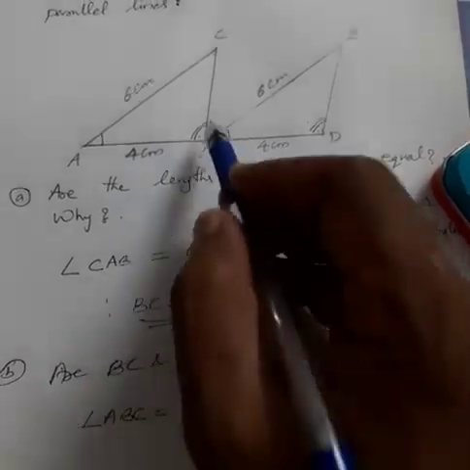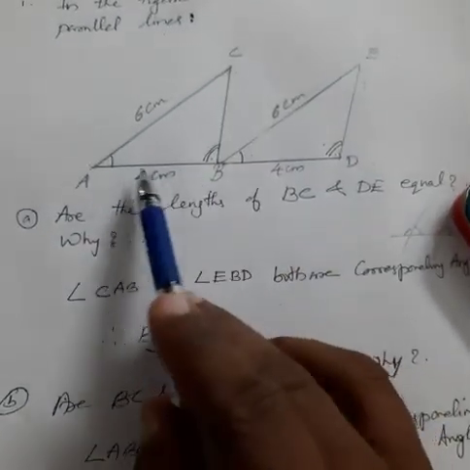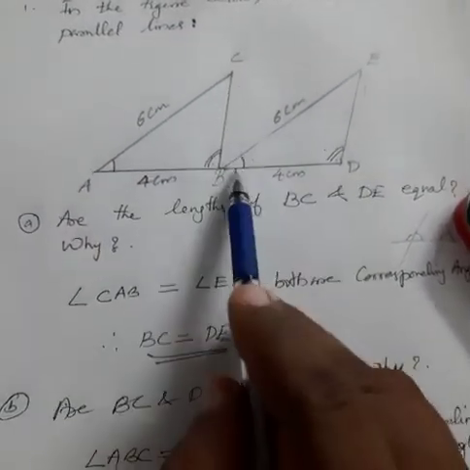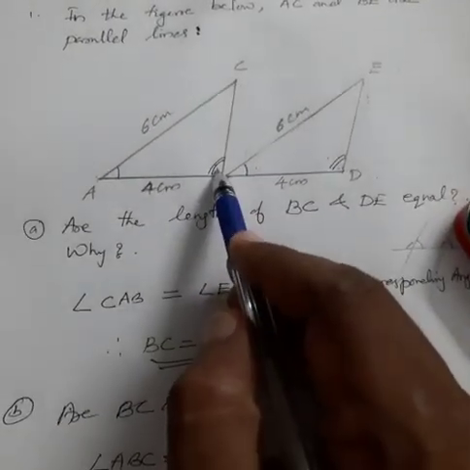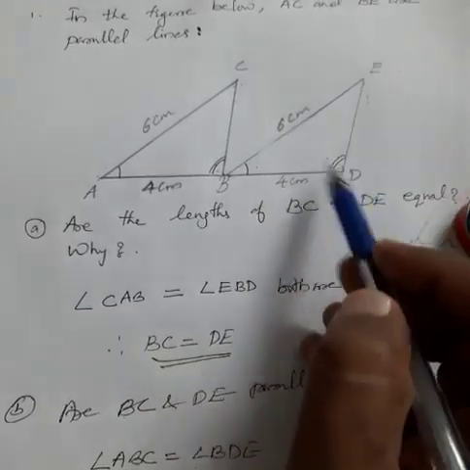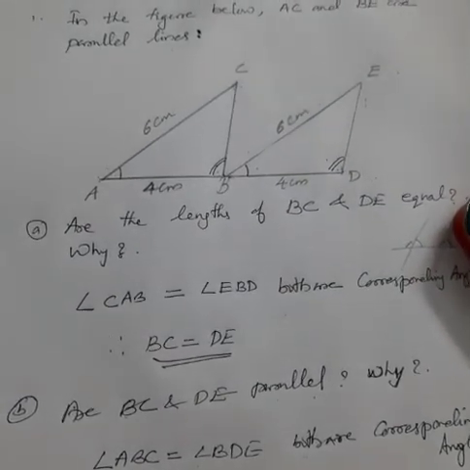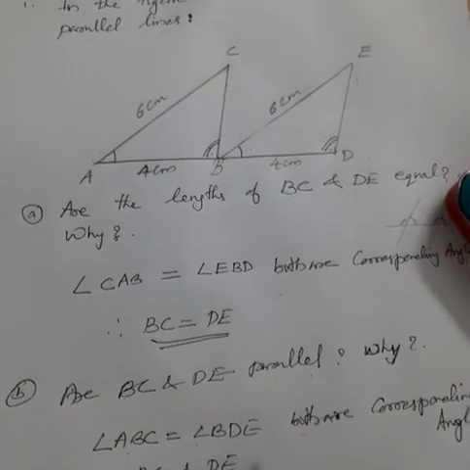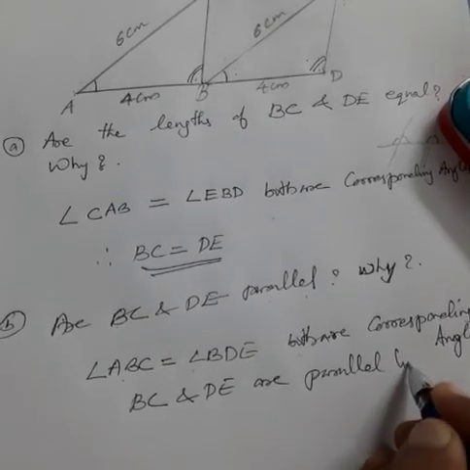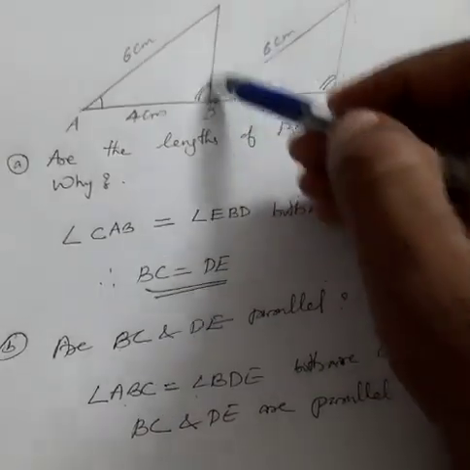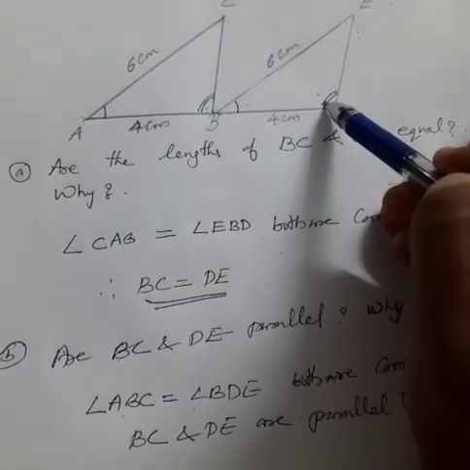So if they are corresponding angles, ABC and BDE both are corresponding angles, we can write these two lines are parallel. So BC and DE are parallel lines. If these two are parallel only, these two angles will be corresponding and it will be equal.